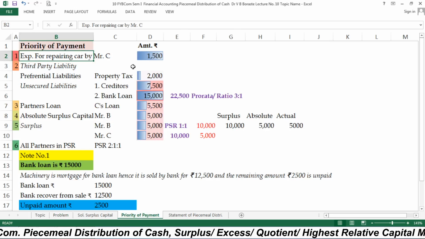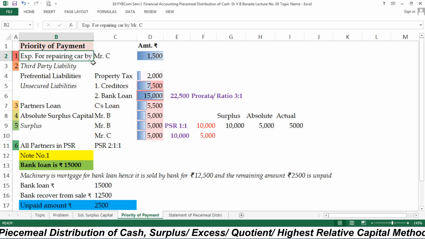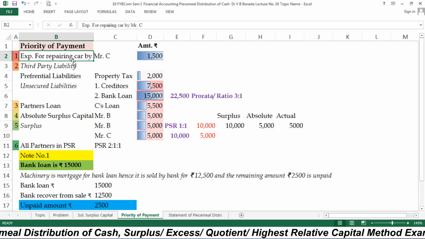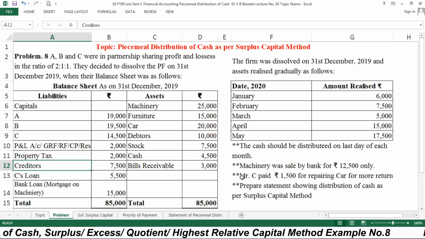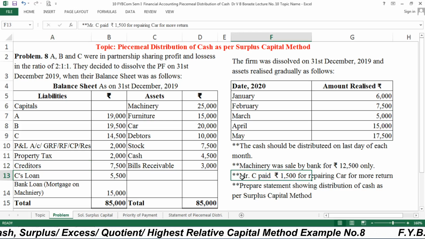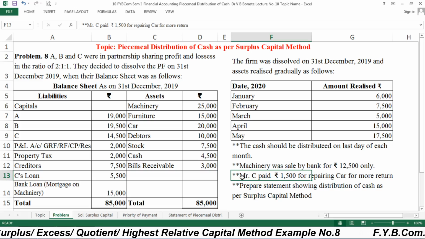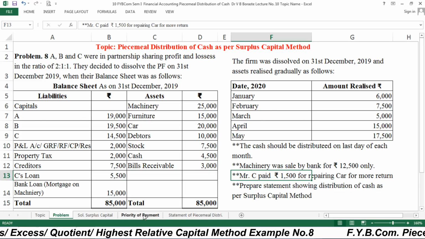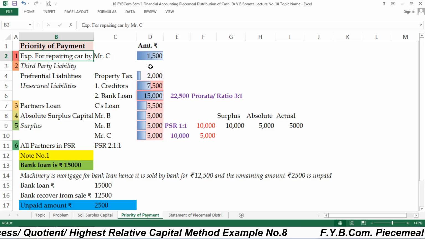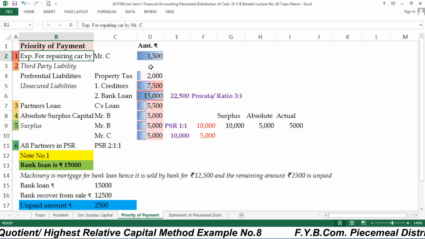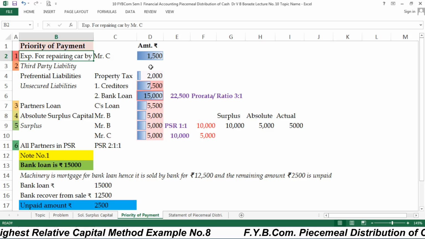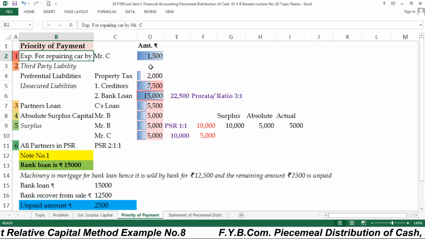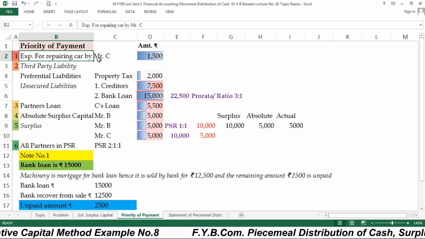Here is the priority of payment. First of all we have to pay the amount for repairing of the car. As I earlier mentioned while explaining the example, Mr. C paid rupees 1,500 for repairing of the car for more return, that is called realization expenses. So realization expenses will be 1,500. First priority is the realization expenses, that is car repairing expenses.